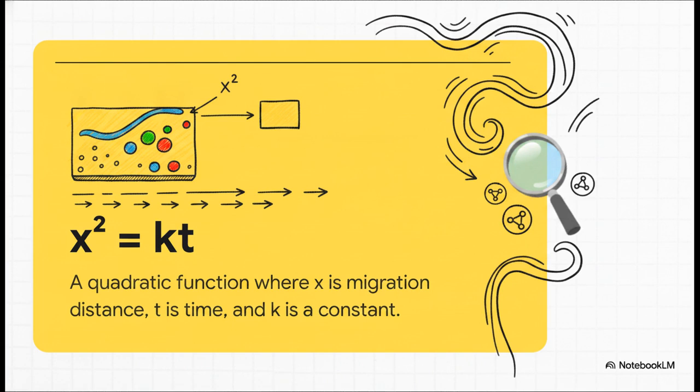X squared equals k times t. Here, x is the distance of the migration front, t is time, and k is a constant that depends heavily on the size of the stationary phase particles. Since distance is squared relative to time, the further the solvent travels, the more drastically it slows down.